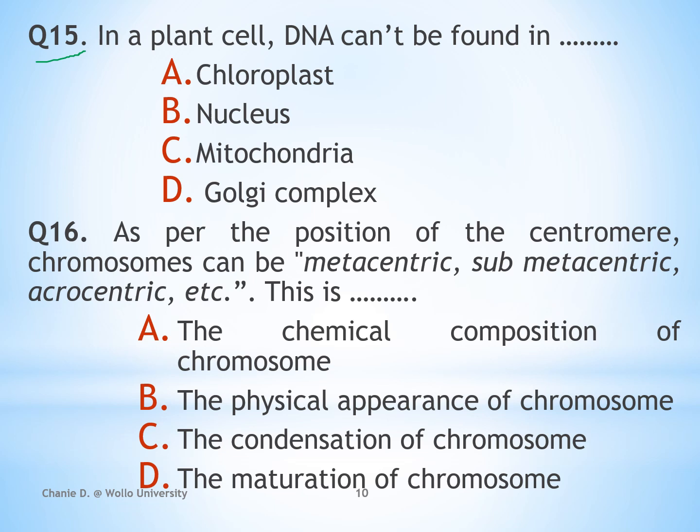Question number 15. In a plant cell, DNA can't be found in blank. The keywords are plant cell and DNA. Based on location, the genome found in the nucleus is called a nuclear genome, and the genome found in the cytoplasm is also called a cytoplasmic genome. So there are two types of genome based on location, nuclear genome and cytoplasmic genome.